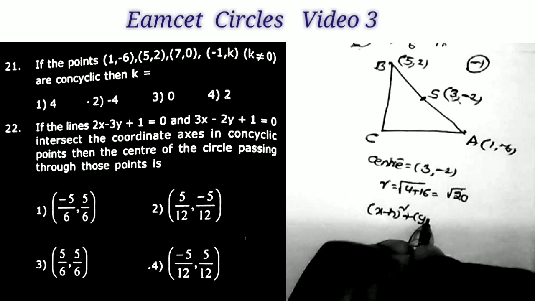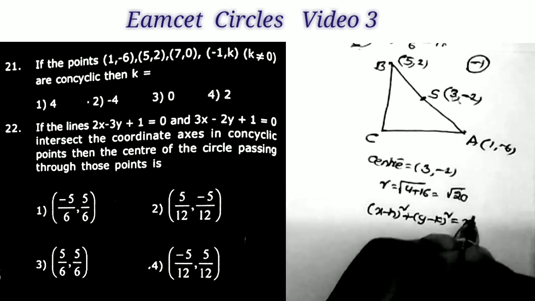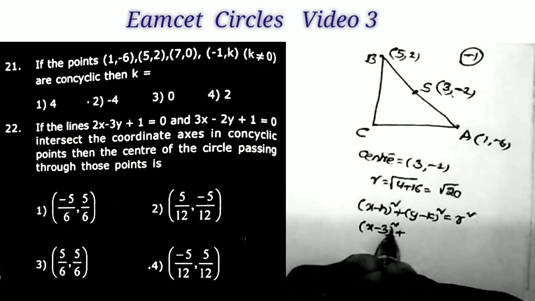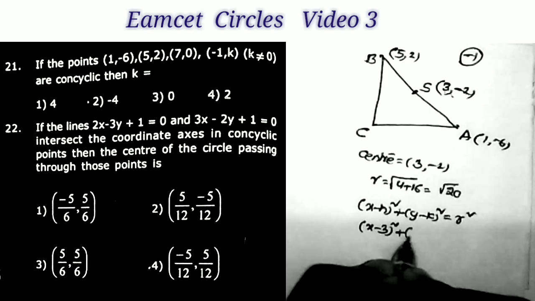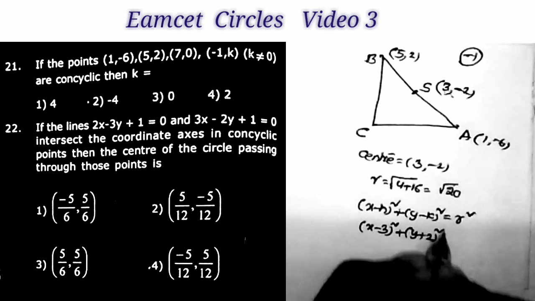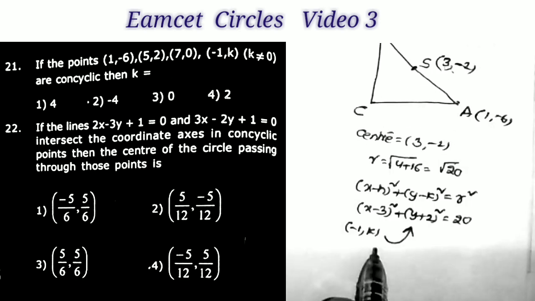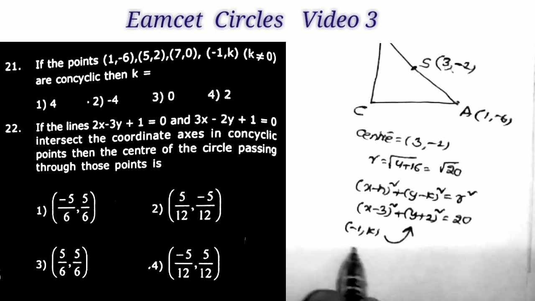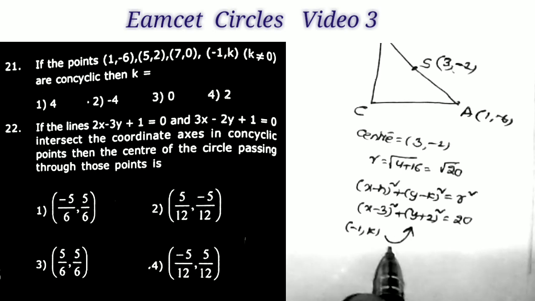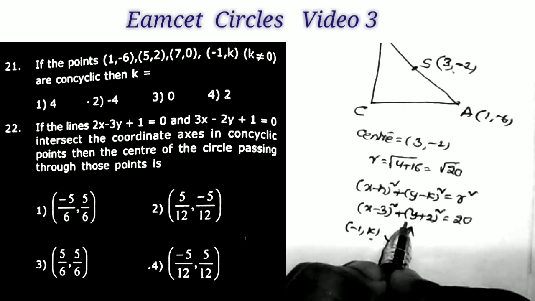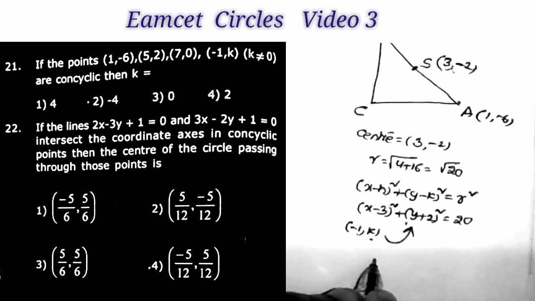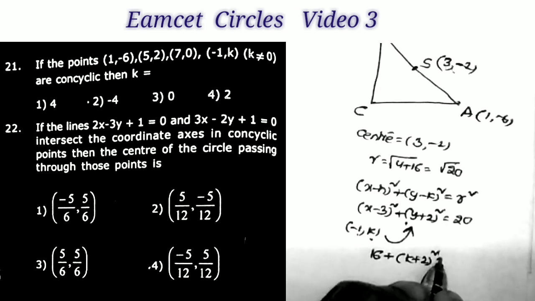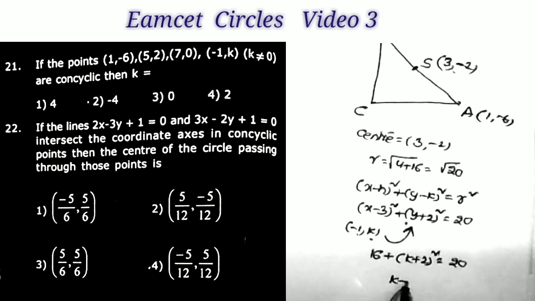x minus h whole square plus y minus k whole square is equal to r square, that is x minus 3 whole square plus y plus 2 whole square is equal to 20. Now we replace that minus 1 comma k point in this equation, since the points are concyclic. Points on the circle means replacing this point in this equation. Minus 1 minus 3, that is 16, plus k plus 2 whole square is equal to 20. That is k plus 2 whole square is equal to 4.